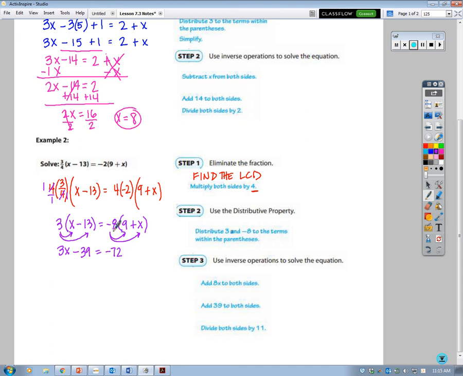So negative 8 times 9 is negative 72 plus negative 8 times x, so that's going to be a negative 8x. Now you could leave this as a positive, or if you wanted to, you could rewrite this as negative 72 minus 8x. That would be fine. It works both ways. I'll just go ahead and rewrite that out. Oops, not 9, 39.